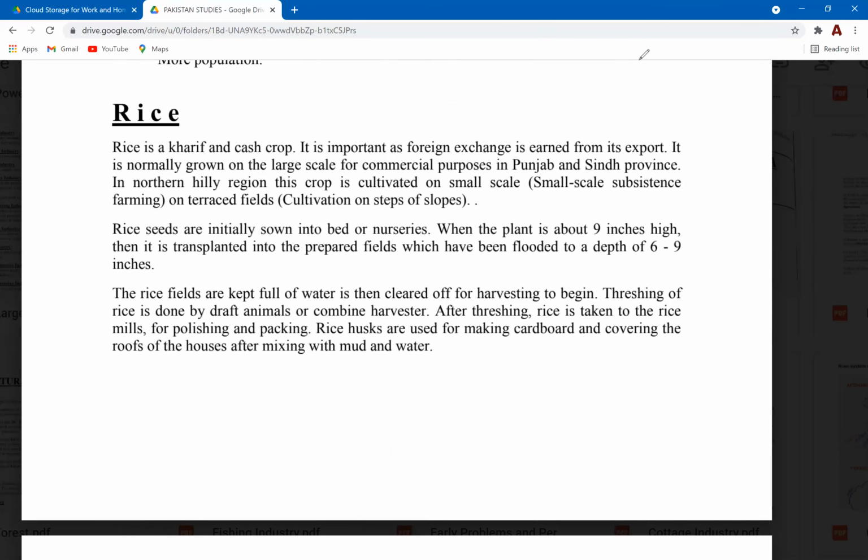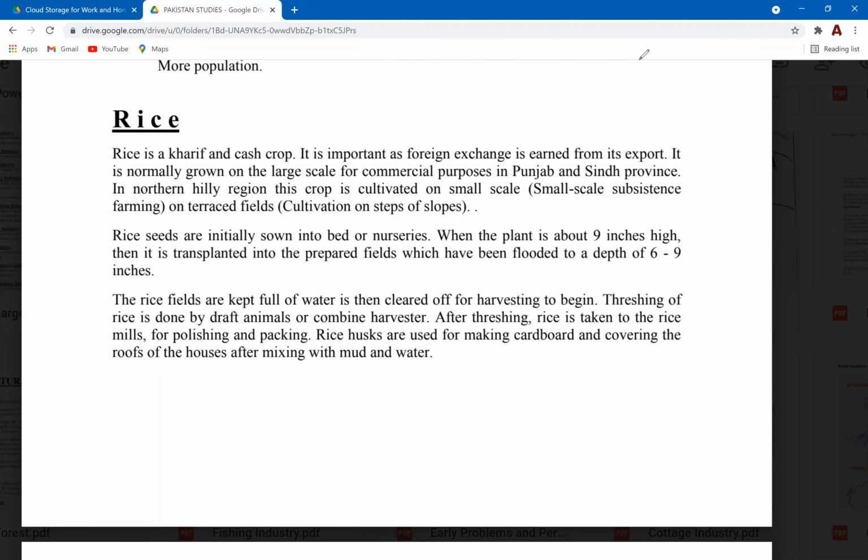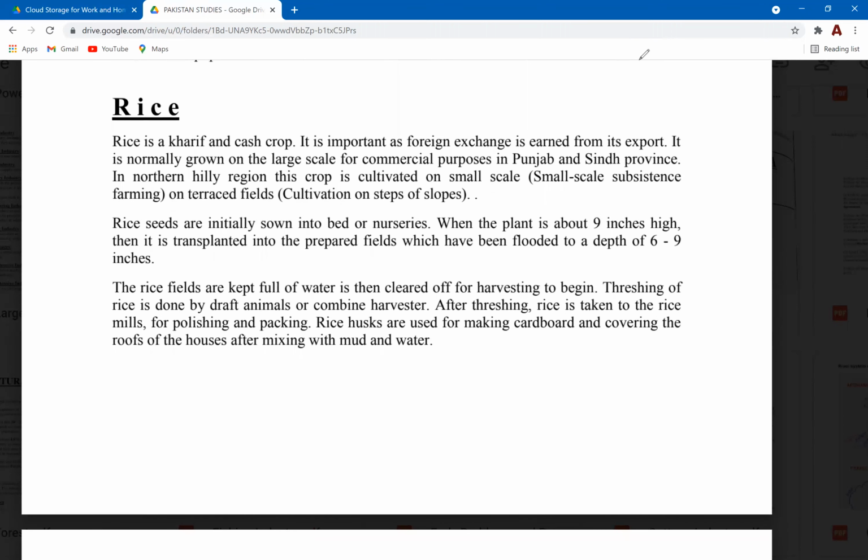Okay. Rice is a kharif crop, a crop that is cultivated in summers and it is harvested in winters, the exact opposite of the rabi crops. Rice seeds are sown into nurseries or beds, first of all. And when the plant reaches the height of 9 inches, then the sapling is transplanted in a field that is flooded with water. You guys must have seen these rice farms full of water.